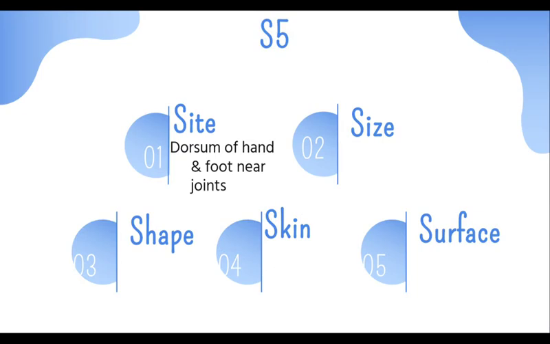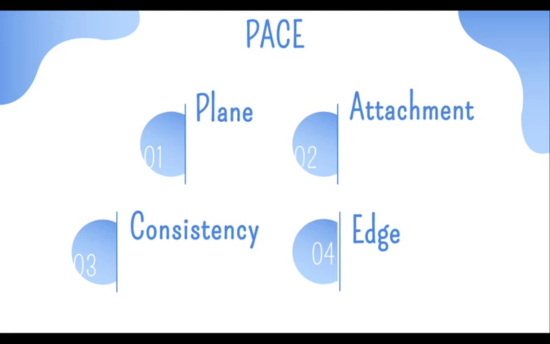Ganglions are usually most common over the dorsum of hand and foot near joints, and they are usually small in size. Their shape is hemispherical. And the skin, we have to check for the scar because ganglion have a high recurrence rate. The surface is smooth.